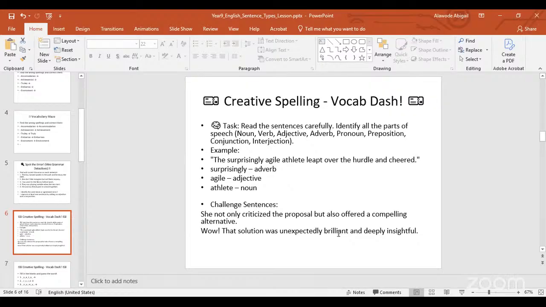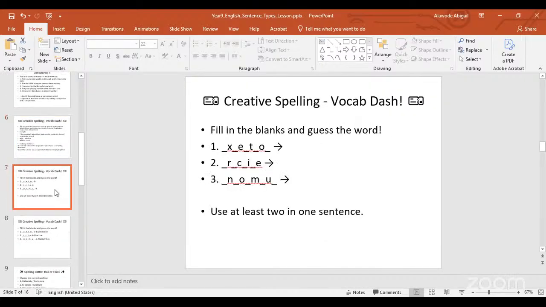Brilliant. Adjective. Describing. Correct. Deeply has ly, adverb again. Adverb. Correct. What's there? Nothing is remaining. Insightful. Brilliant. Insightful. Adjective. Correct. Good job, you. You see, practice makes perfect. So as you keep practicing, you keep getting used to parts of speech. Okay, so let's see.